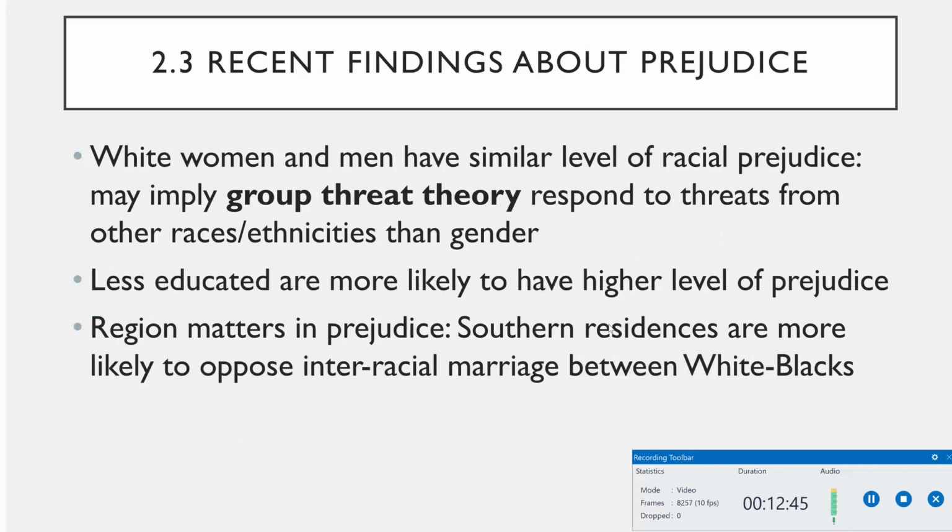A recent finding says that white women and men are likely to have a similar level of racial prejudice. This was surprising because scholars expected women to have a lower level of prejudice because of their empathy level, but they still have a very similar level, possibly because of group threat theory, in that the threats from other races were greater than the threats between genders. Also, less educated people are more likely to have a higher level of prejudice, and region matters too, because if they live in a more prejudiced area, such as the southern area, they are more likely to have higher prejudice.